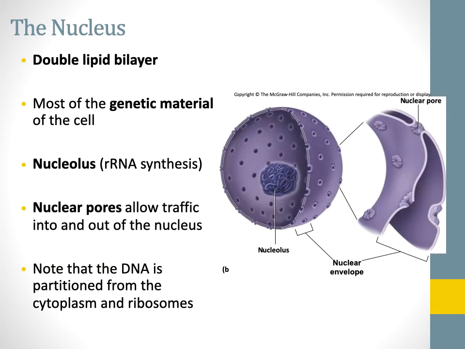Now, when we look at eukaryotic cells, their genetic material is going to be packaged into the nucleus, which is going to be a double lipid bilayer. Within that nucleus, we're going to have nuclear pores, and that actually allows for trafficking in and out of the nucleus.